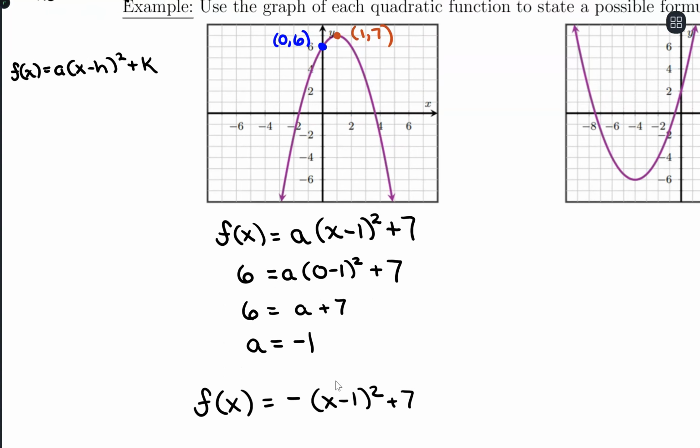And I just do a quick check that that makes sense, like the a being negative, yep, it's opening downwards, so that makes sense. We have our vertex in there, and then we just use that other coordinate to help us find that value for a.